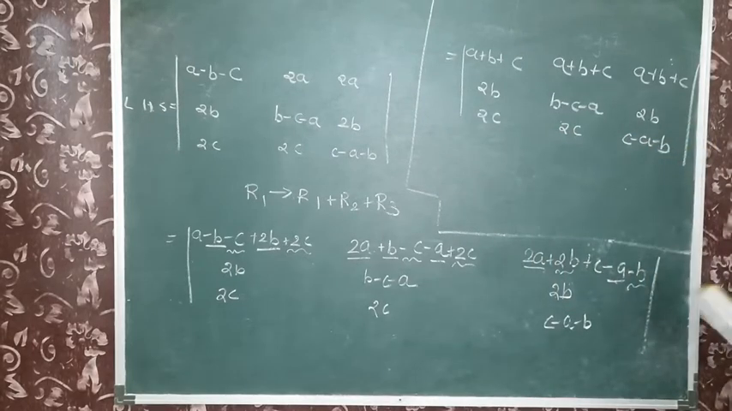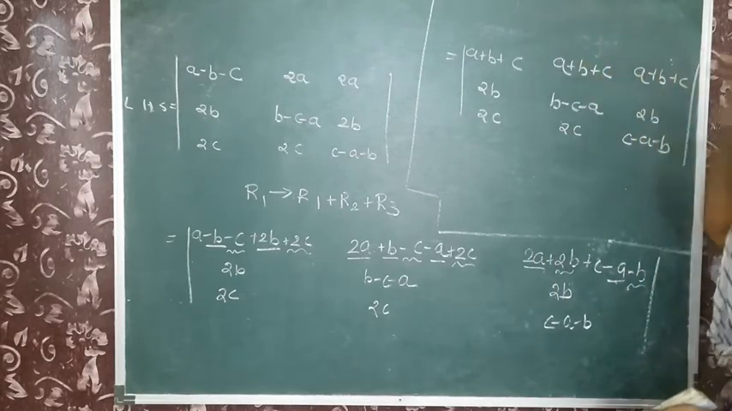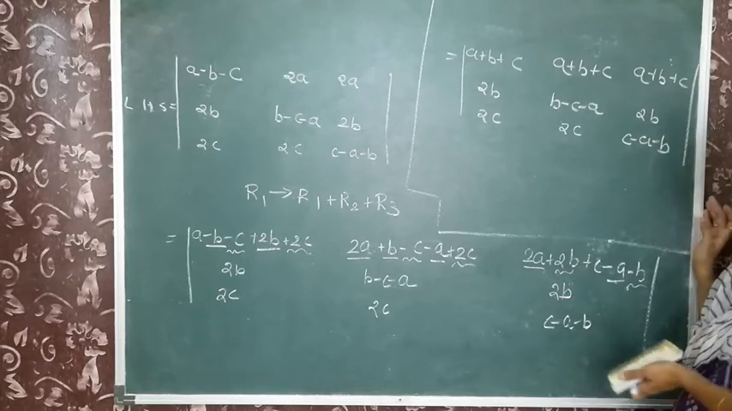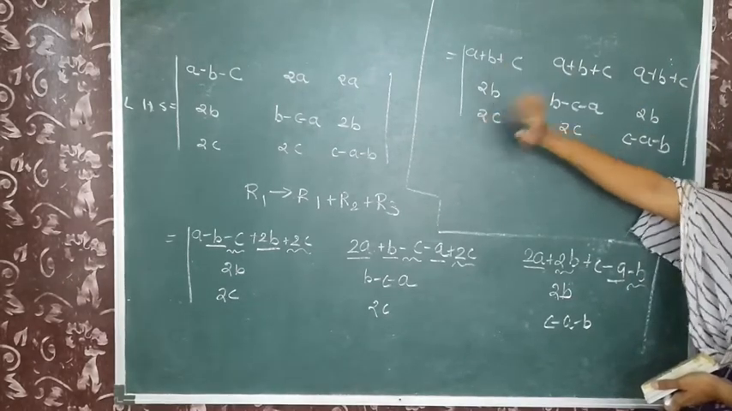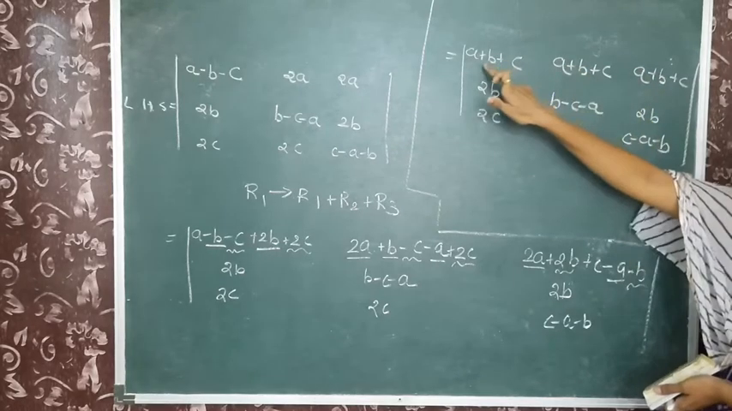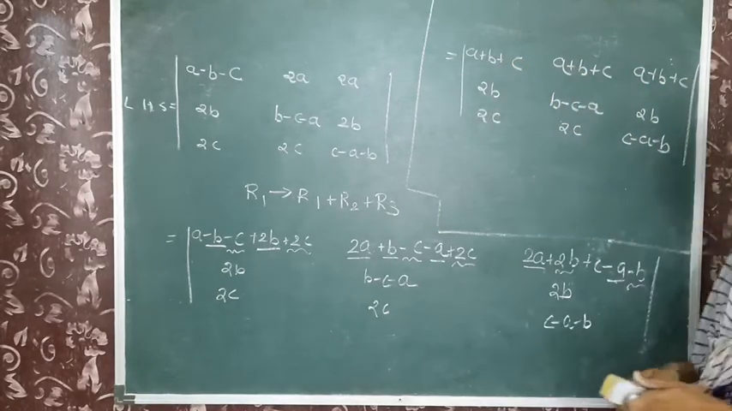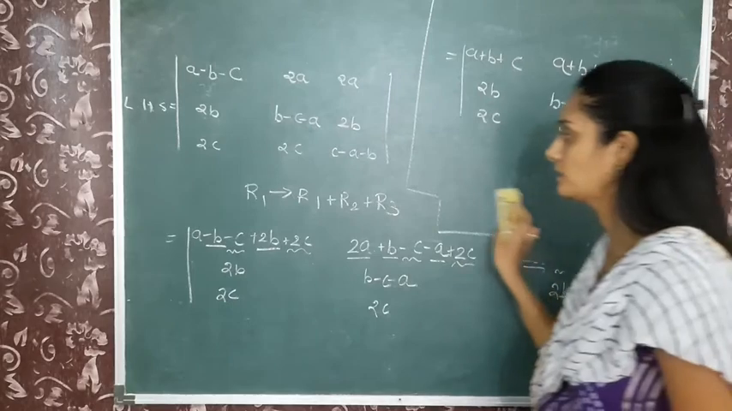Okay. Now you can also say what we can do. From first row we can take A plus B plus C as a common factor.